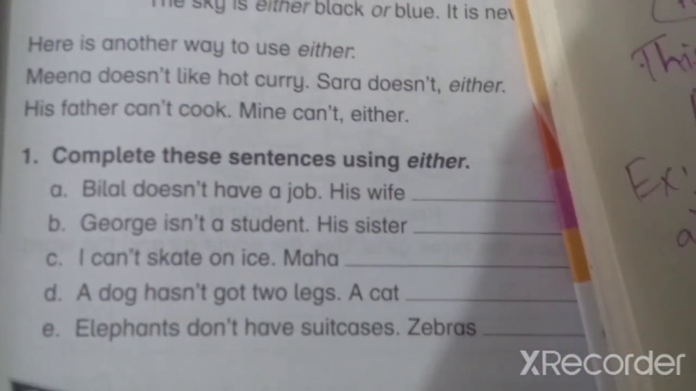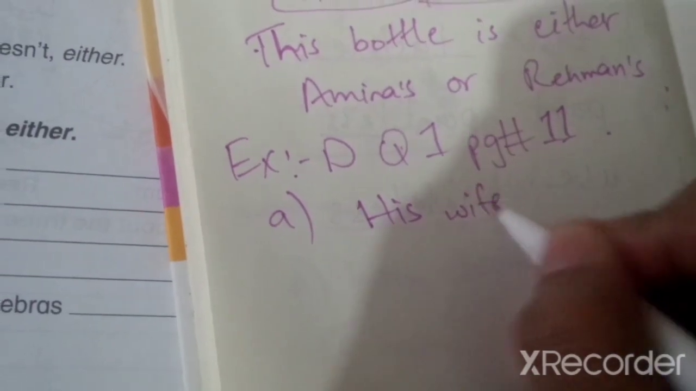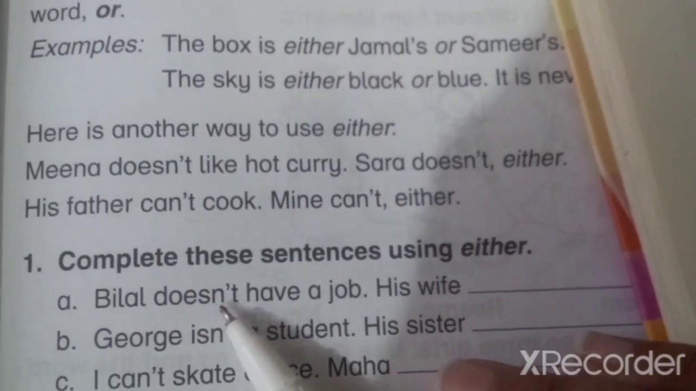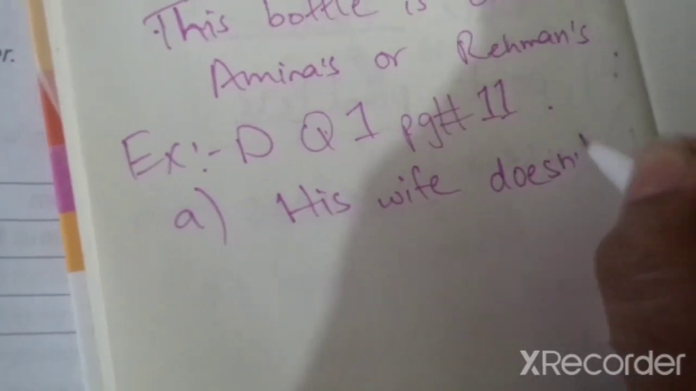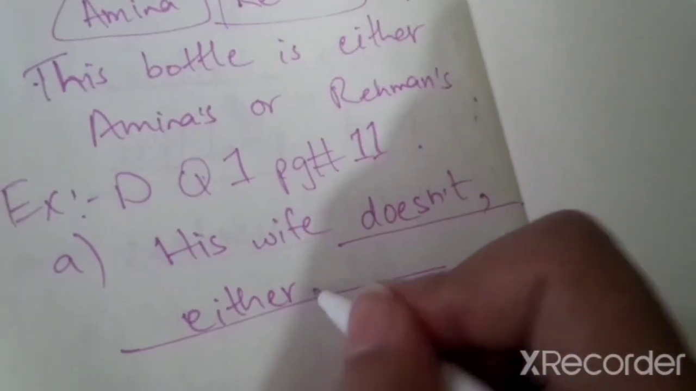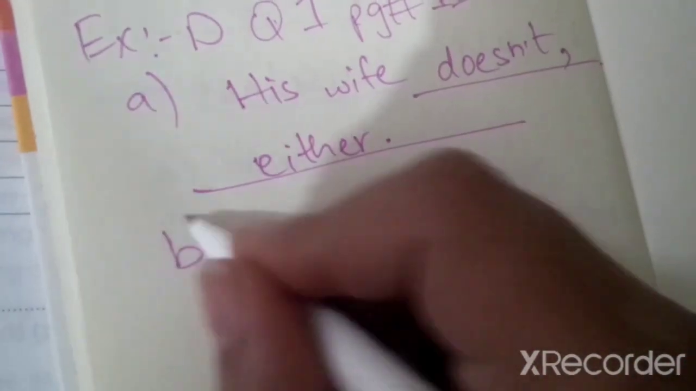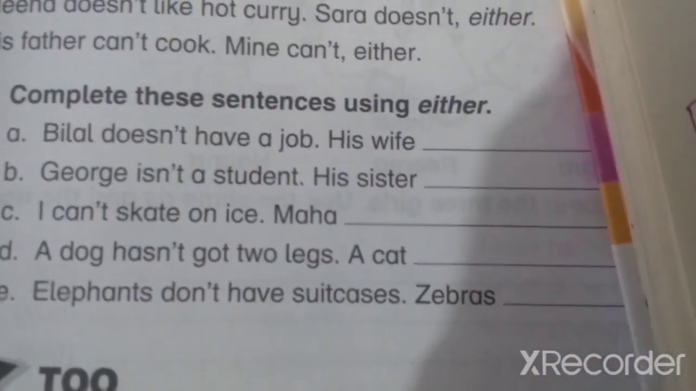So A part will be: Bilal doesn't have a job. I won't write the whole sentence. Bilal doesn't have a job. His wife, now see which verb is used over here? Doesn't. So I'll use doesn't too. His wife doesn't either. See, after doesn't, I'll just put comma, and after either, I'll just put full stop. It's very easy.